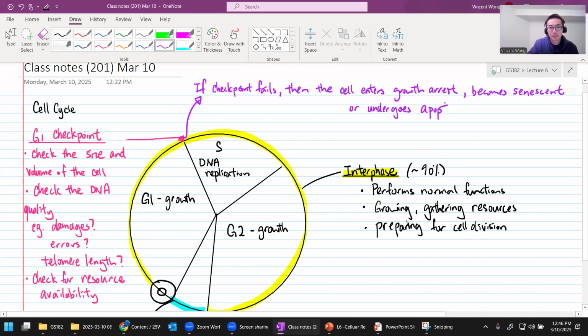Apoptosis, which is programmed cell death, right? Sometimes it's dangerous to keep these cells around, especially if they have so many errors accumulated. We don't want it to mutate further, so kill it off, right? But only if the checkpoint fails. If it does not fail, then we can go ahead and copy the DNA.